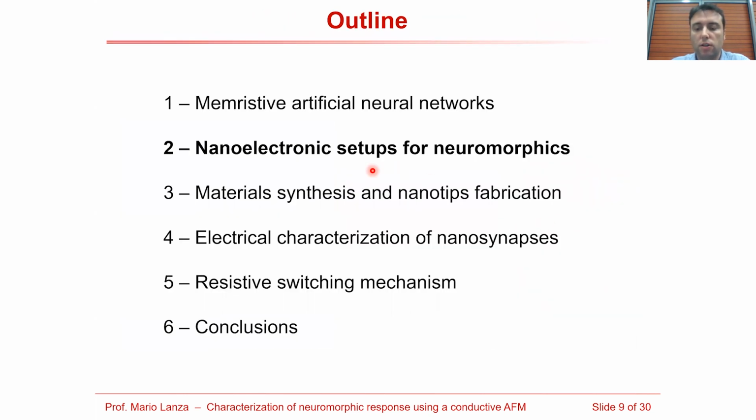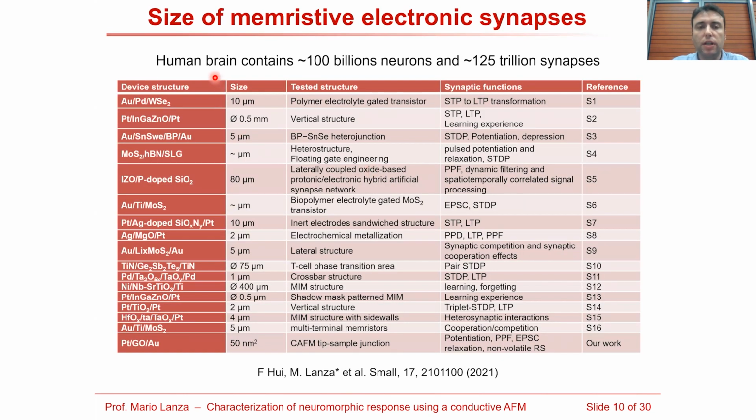So if we check the number of neurons and the number of synapses in a human brain, it is huge. We are talking about 100 billion neurons and 125 trillion synapses roughly. However, when we check the studies that analyze memristive synapses and memristive neurons, we can observe that most of them employ large device sizes, which does not match any integration density criteria.